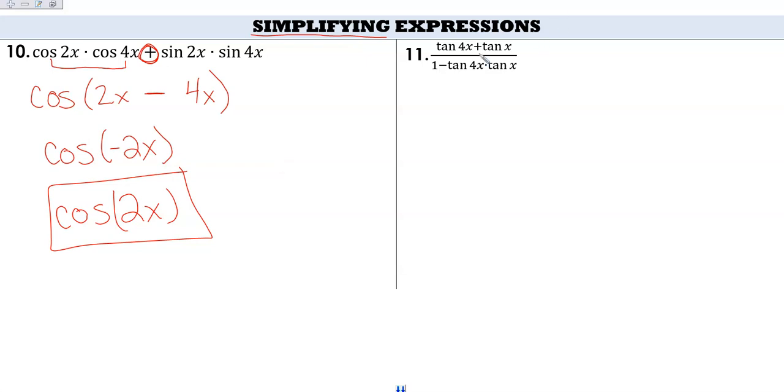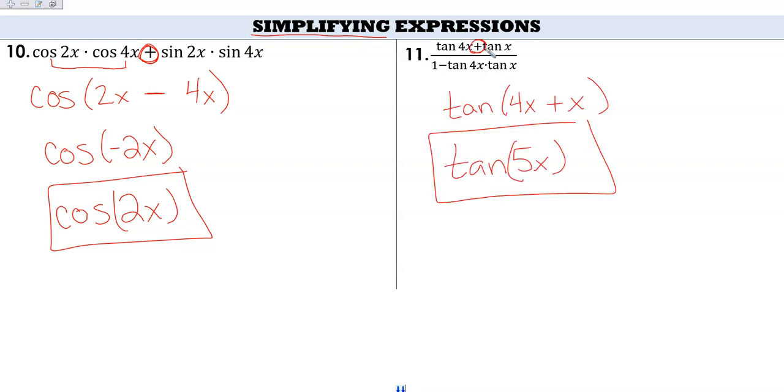All right, we're going to do the same thing over here with tangent, and I want you to go ahead and give that one a try. All right, so we should see we have our tangent identity. My angles are 4x and x, and I have an addition sign in the numerator, so it is the sum of tangents. 4x and x is 5x, so it's just the tangent of 5x. All right?